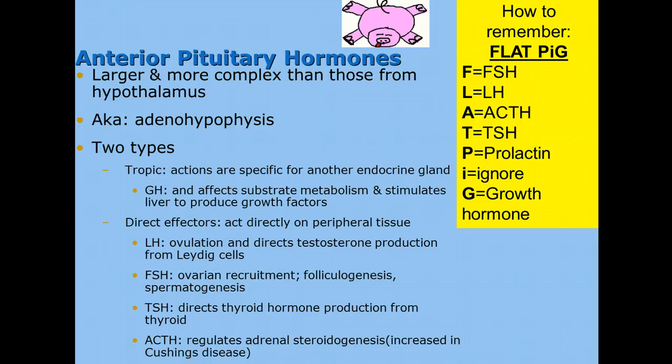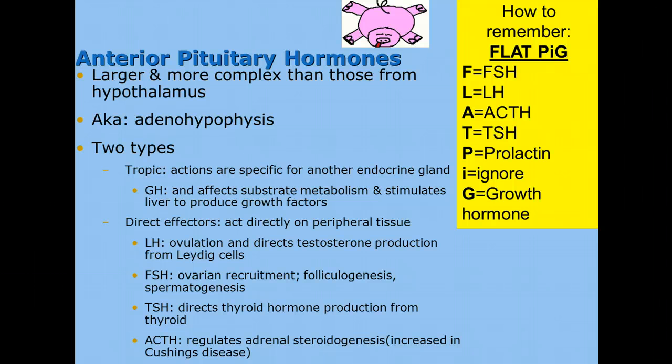First one is growth hormone. We'll talk about him in more detail here in a little bit, but he affects metabolism and stimulates the liver to produce other growth factors. We'll go into detail with him in a little bit. The next one is luteinizing hormone, LH. He is in charge of ovulation and testosterone production from the Leydig cells in the testes.